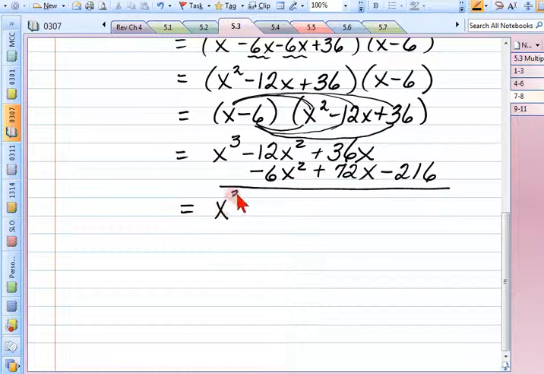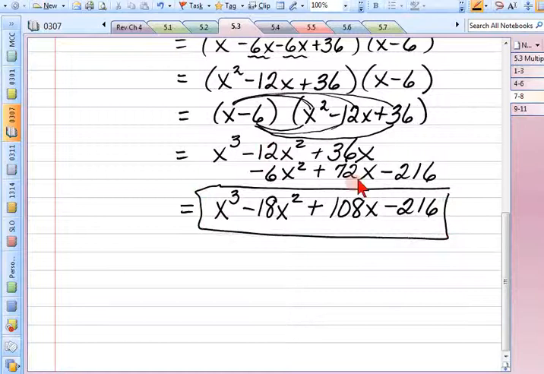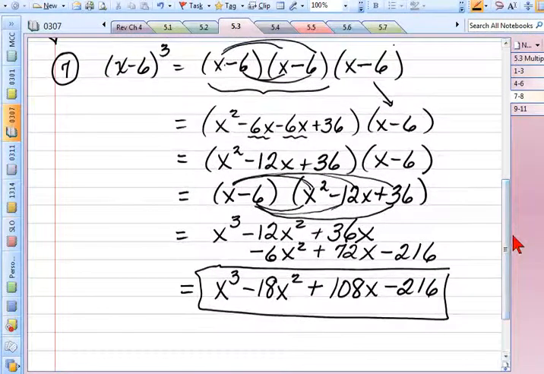I have x to the third. I have minus 18x squared. I have plus 108x minus 216. I would have gotten exactly the same answer if I had not lined them up like I chose to. This just makes finishing the problem a little easier. All of this is problem number 7.